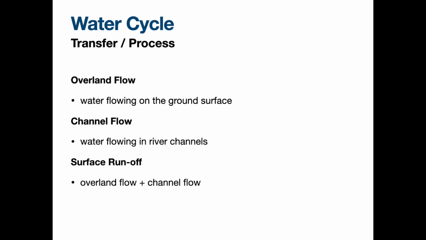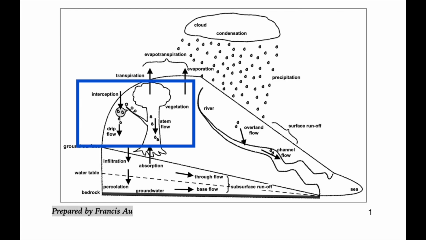Okay, so how about if it's not hitting the land directly? What happens if there's some vegetation? Because here in the water cycle, we are talking about the natural environment. So we discount all the human urban environment. There's no man-made structure in nature in its purest form, basically. So we discount all the artificial land.